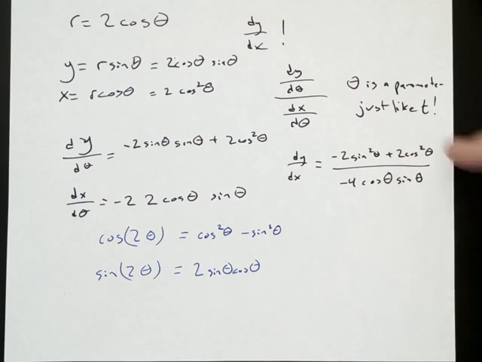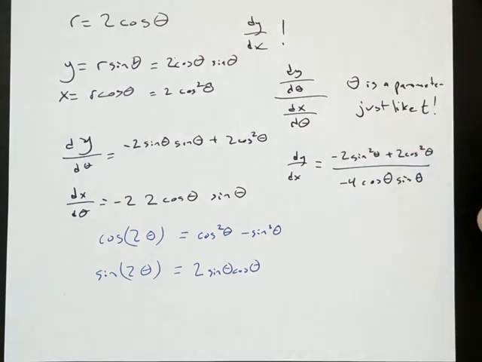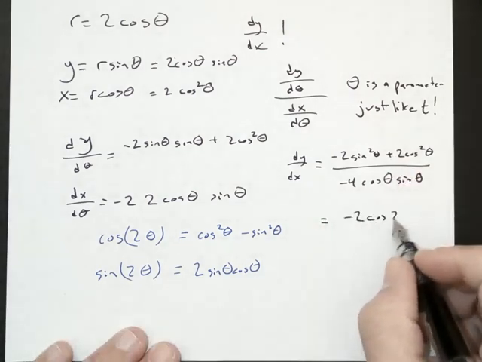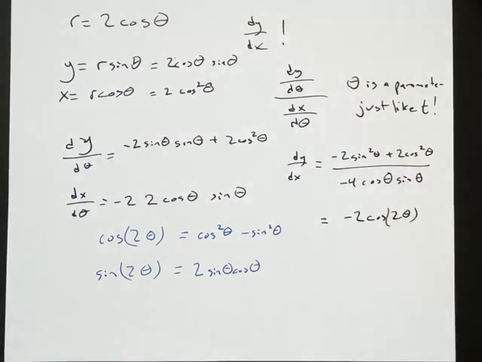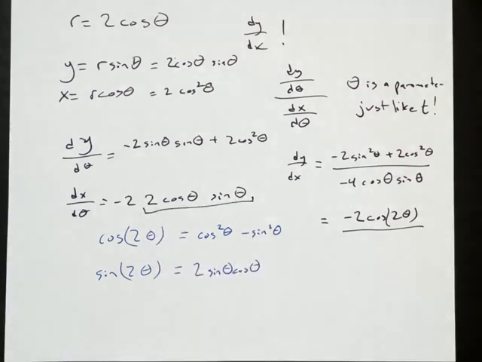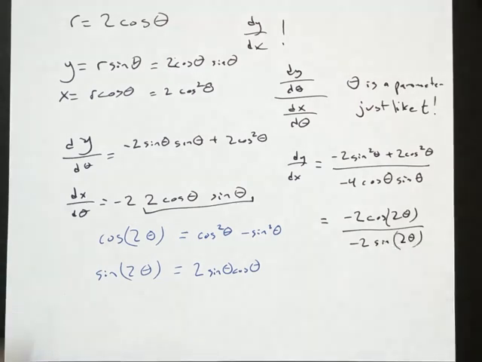Please notice what's up here in dy dx has a cosine squared minus a sine squared. They just both have 2 in front of them. So I could rewrite this as minus 2 cosine 2 theta. And on bottom, there, 2 sine theta cosine theta. So I get minus 2 sine 2 theta.